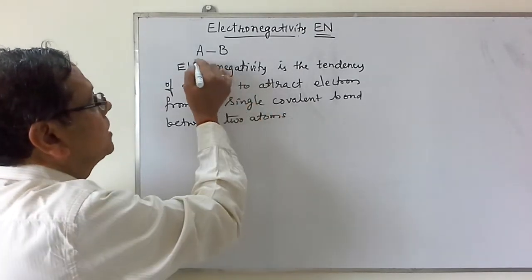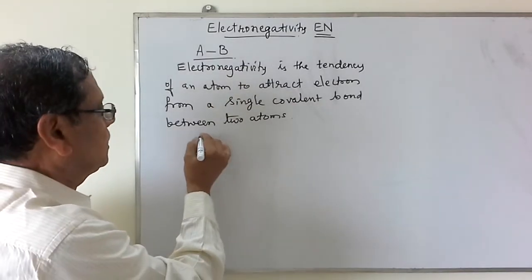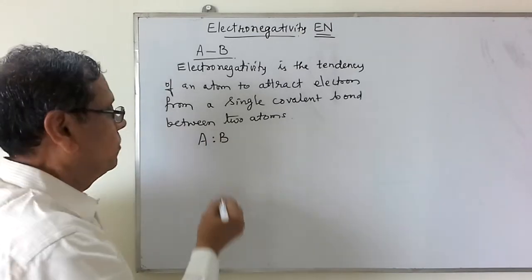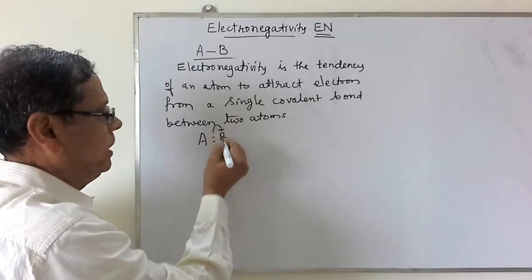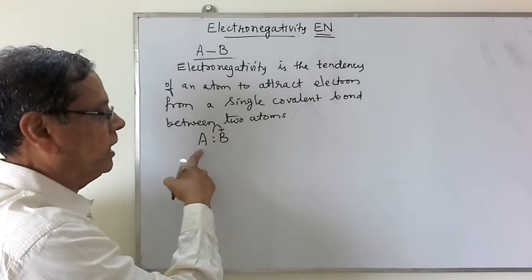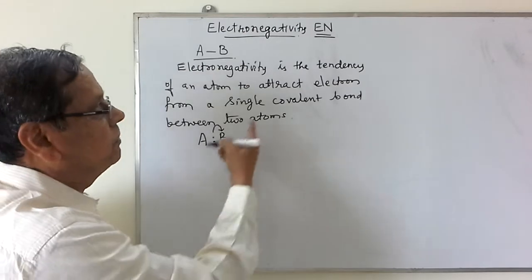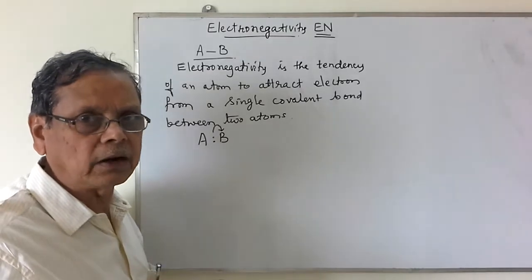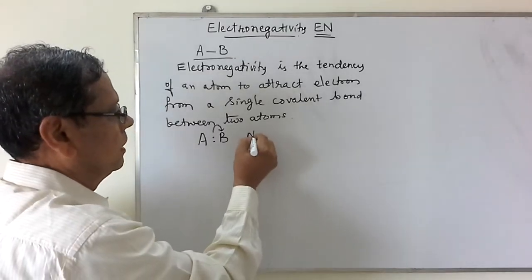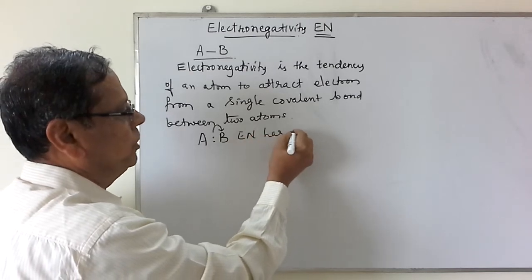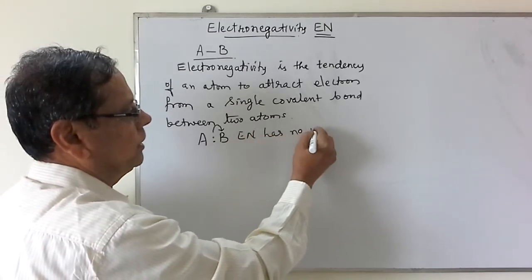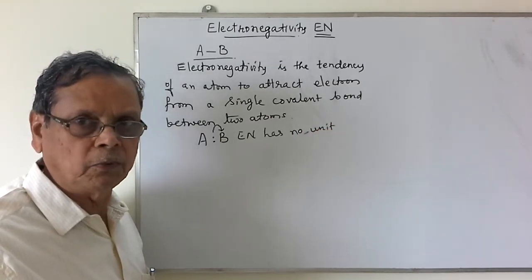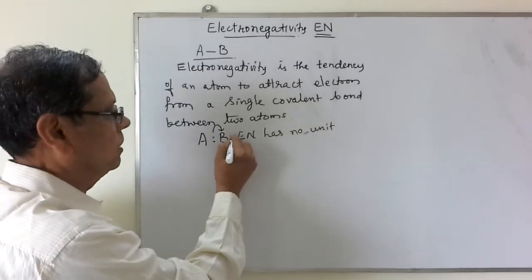That is, when you consider this A and B, assume that this is the covalent bond as I told you. A covalent bond is nothing but a pair of electrons. So when this electron density is attracted by B, then we say B is more electronegative than A. To measure electronegativities, it has no unit, only the tendency to attract the electron density. That's why electronegativity has no unit. For example, ionization energy and electron gain enthalpy are measured in terms of kilojoules per mole. But electronegativity has no unit.